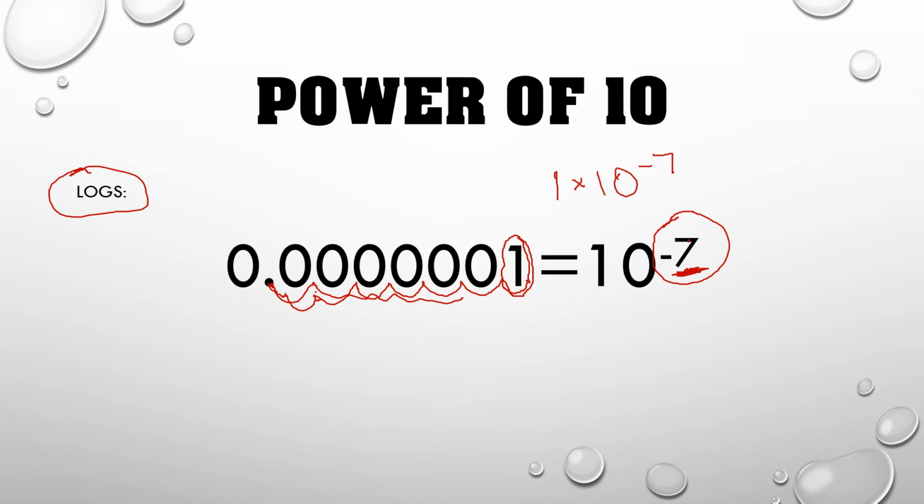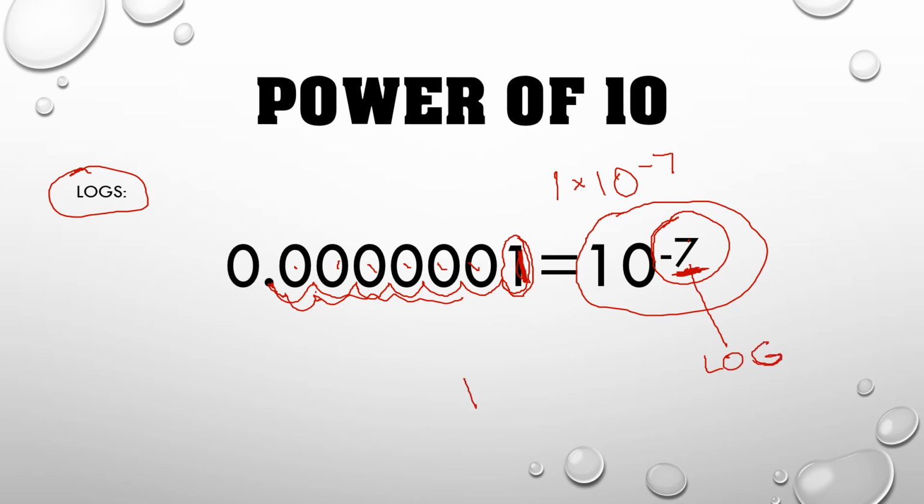So this is going to be 10 to the negative 7th, right? Because there's 1, 2, 3, 4, 5, 6, and the 7th is that 1 we put right here. Now, in the 10 to the negative 7th, this negative 7 right here is called the log of something.